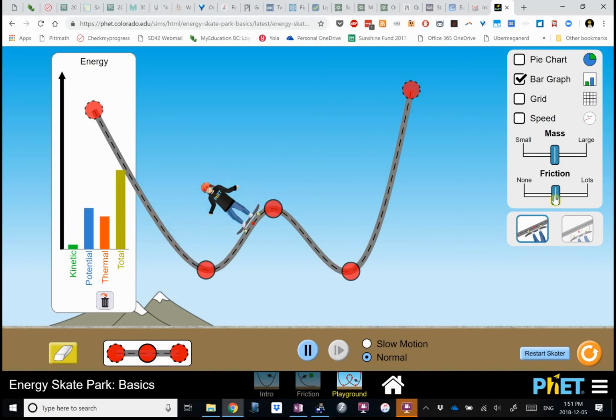Oh, I got friction turned on. Dumb. Let's try that again, Mr. Dueck. If I give him some potential energy, how about that much? I've got friction turned off. With this system, is it ever possible for the skateboarder to touch this red thing here? Why not? That would violate the law of conservation of energy because you'd be getting energy from nothing.